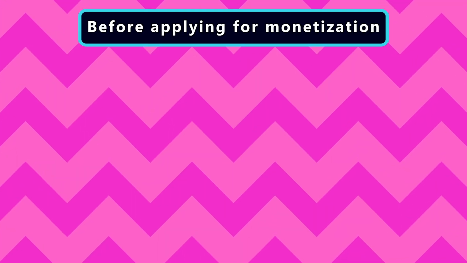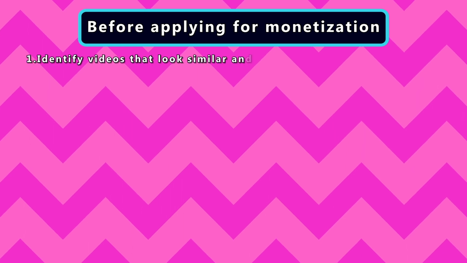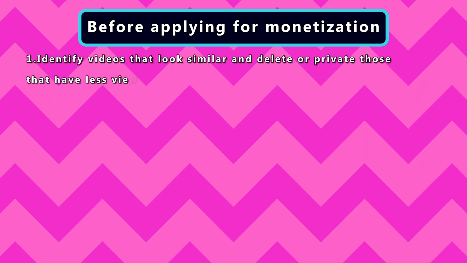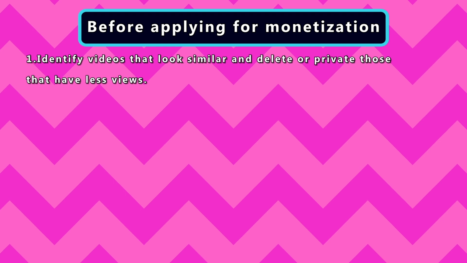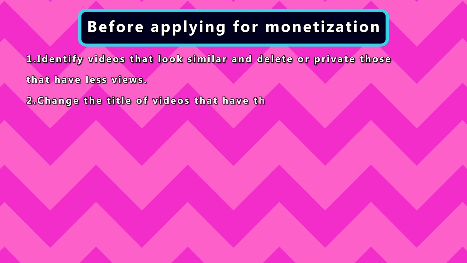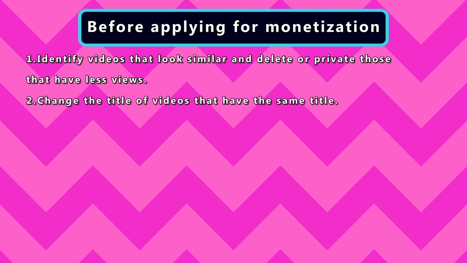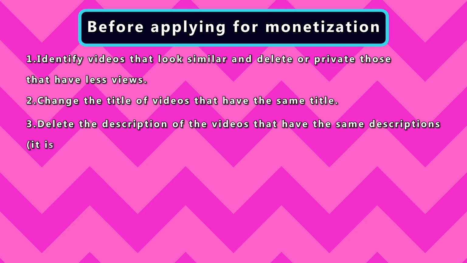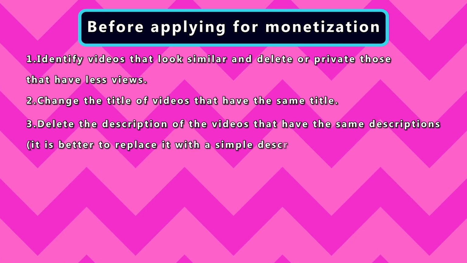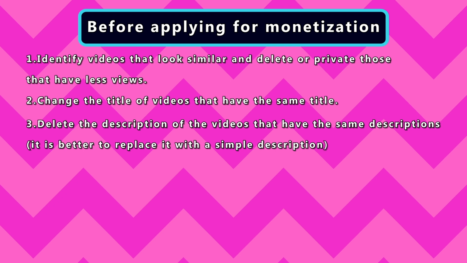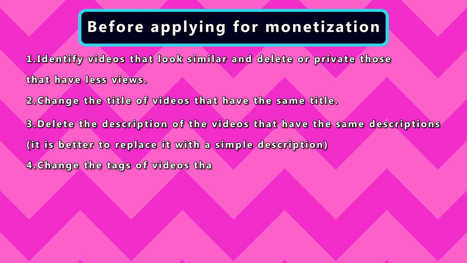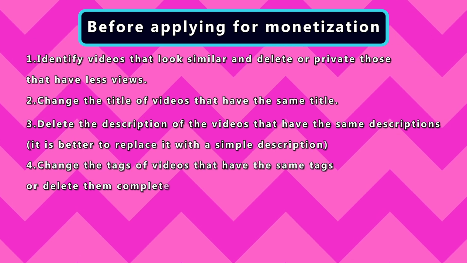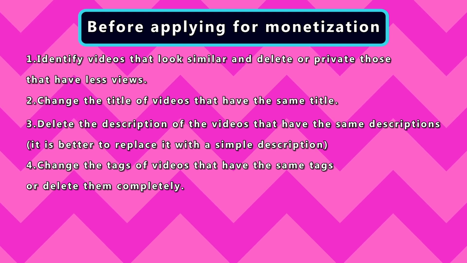Before applying for monetization, identify videos that look similar and delete or private those that have the fewest views. Change the title of videos that have the same title. Delete the description of videos that have the same description. It's better to replace it with a simple description. Change the tags of videos that have the same tags or delete them completely.